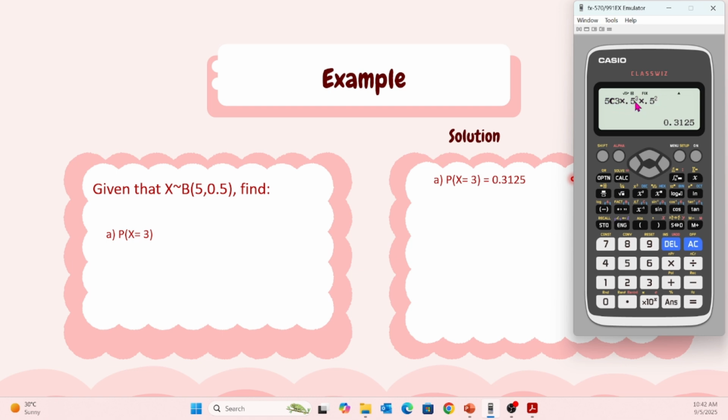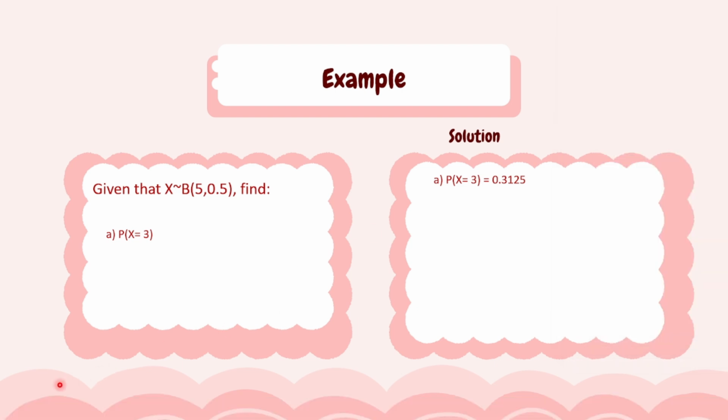This is using the binomial distribution formula: nCx times P to the power of x times Q to the power of n minus x. Or we can quickly use Menu 7, binomial PD, variable, key in x is 3, n is 5, p is 0.5, and get the answer quickly.